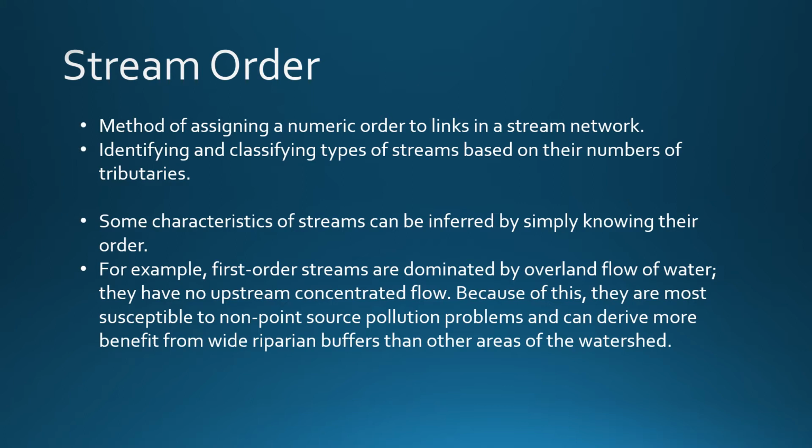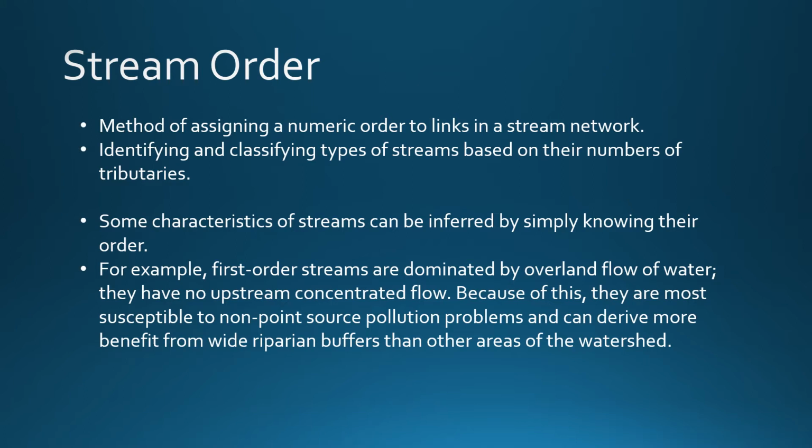So it starts at 1, 1 is the smallest, and it goes up to whatever number you end up with depending on how many tributaries and streams you're looking at. But these characteristics are important because first order streams, which are the smallest ones up at the headwaters, are primarily fed by overland flow of water, so things like runoff, precipitation at the top of a mountain trickling down into the stream. They don't have any upstream concentrated flow.